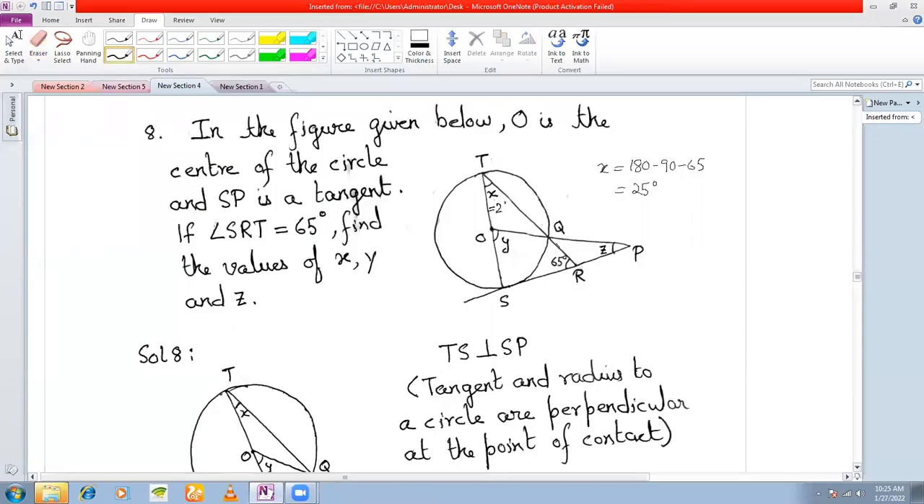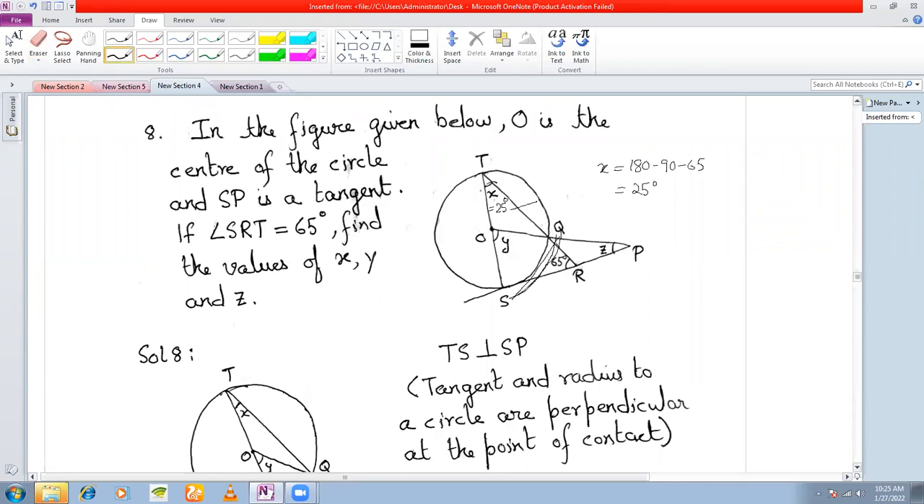So therefore the value of x is 25 degree. Okay. Now how do I calculate y? Now if you see this arc SQ, this arc subtends an angle of 25 degree on the remaining part of the circle. And if you see this same arc subtends an angle of y, this angle at the center, right? So therefore y must be equal to double of 25, because the angle subtended by an arc at the center is double the angle subtended by it on the remaining part of the circle.